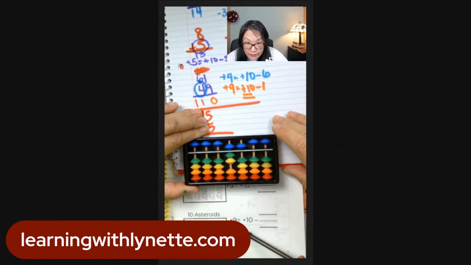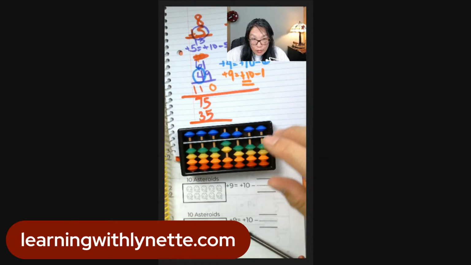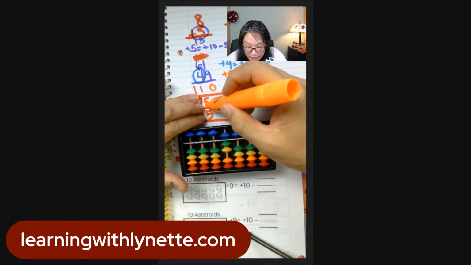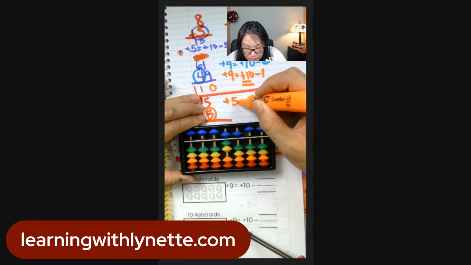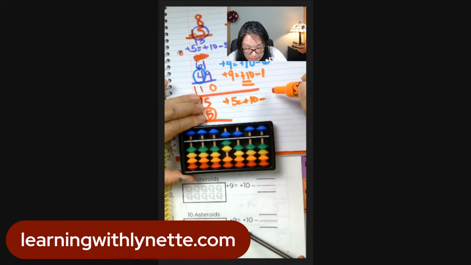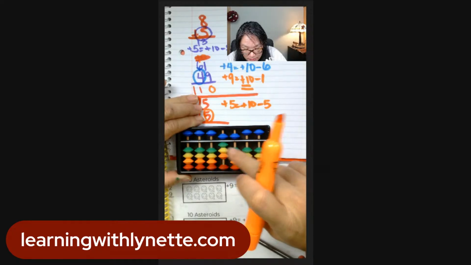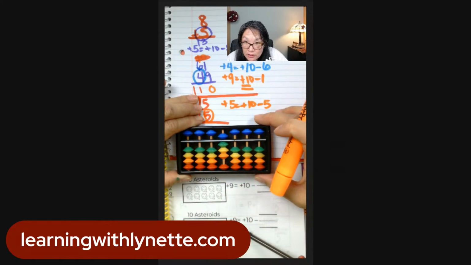When we do the 5, what's our formula? This is where formula happens, right? So the formula for adding the 5 is right here. Plus the 5 is equal to plus the 10 minus 5. So I plus the 10, 1, 0, and then I need to take away the 5. So I take away the 5.